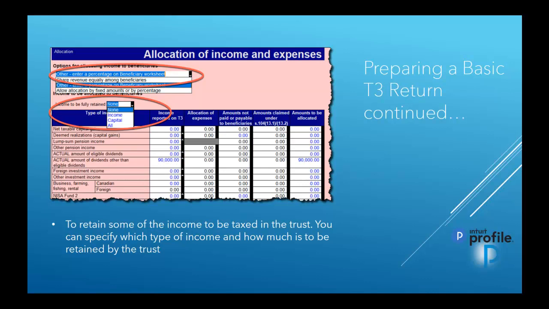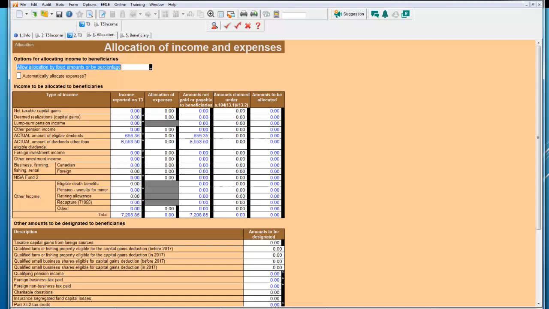Now, just to let you know, there's been an update with the form itself, and that income to be fully retained is no longer available, but you still have the drop down for the options for allocating income to beneficiaries. I'm going to bring up ProFile here and show you exactly what I mean.